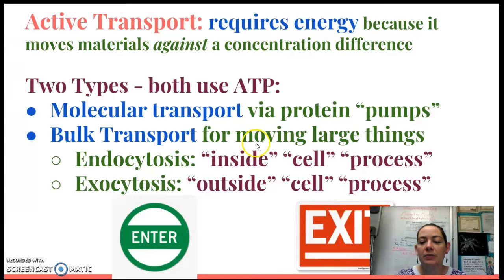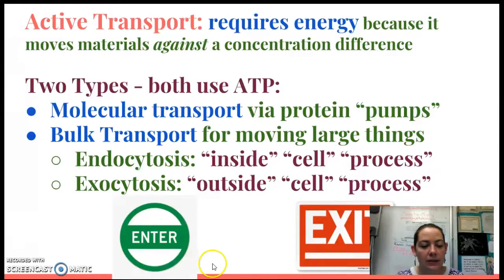Bulk transport is moving large things or a large amount of things all at once. This can be done through endocytosis. Endo means inside, cyto means cell, and osis means process or something that happens. So endocytosis brings things inside the cell. Exocytosis takes things outside of the cell. Exo means outside. Have you heard of an exoskeleton? That's a skeleton on the outside of a bug or something. So exo just means outside, so that's sending things outside of the cell.